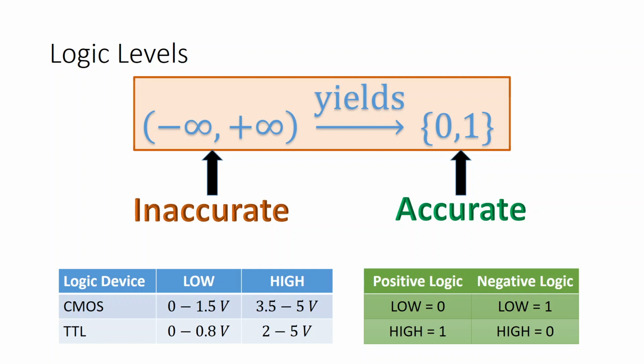Then what happens? The entire analog range of values, which are inaccurate in nature, becomes something accurate with which we can do computations. So we need to know what range of voltage values we label as low and high in a transistor. Of course, we are talking about transistors, so we would look into the transistor.